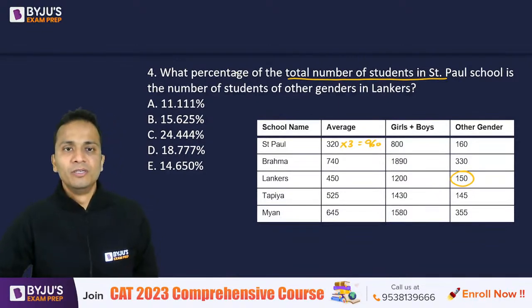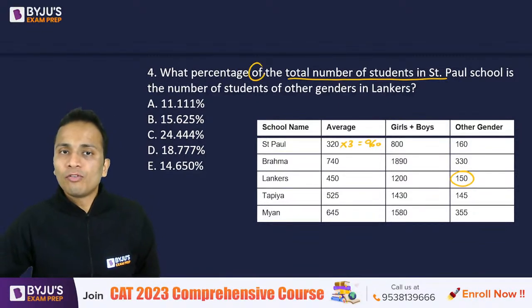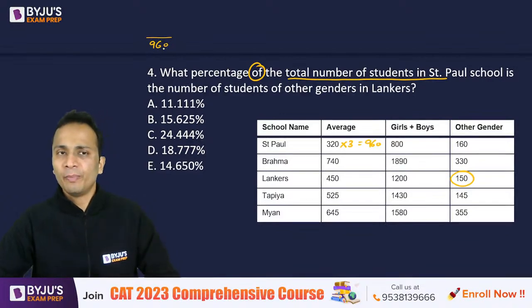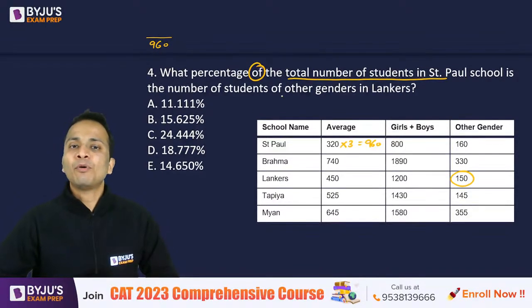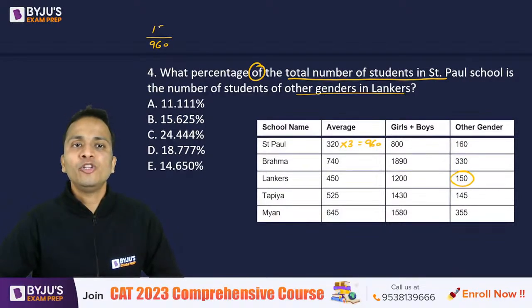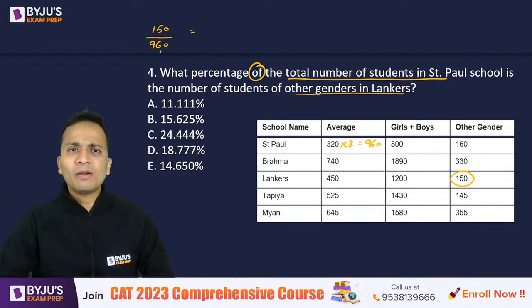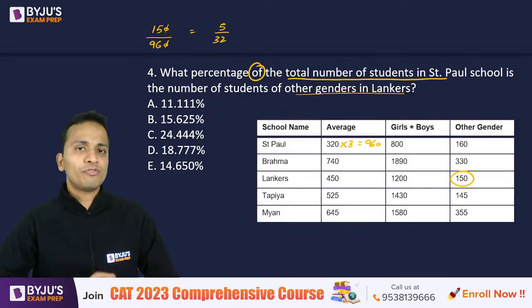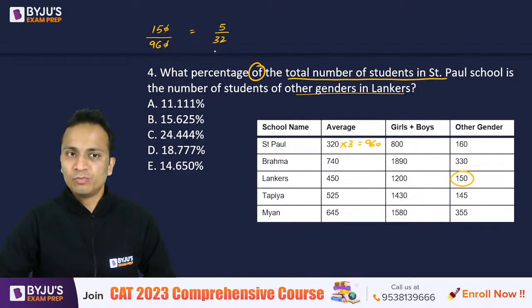Let's read the question. What percentage of total number of students? So total number of students of St. Paul, which is 960, will go in the denominator. The number of students of other genders in Lankers will come in the numerator. So basically I have to calculate 150 is what percentage of 960. Cancel the 0, and then 3 will also cancel. So you will get 5 upon 32. So 5 is what percentage of 32, right?